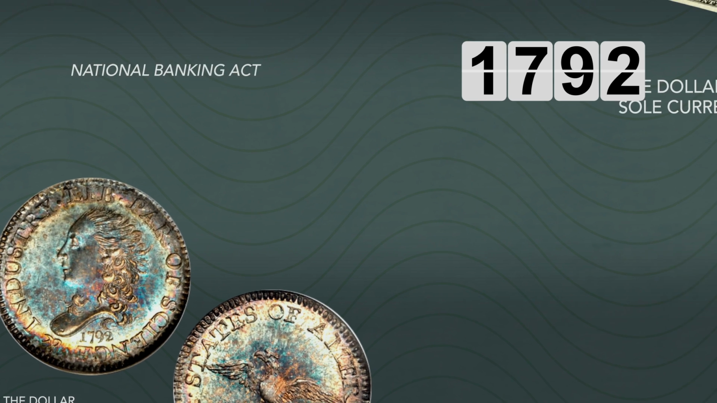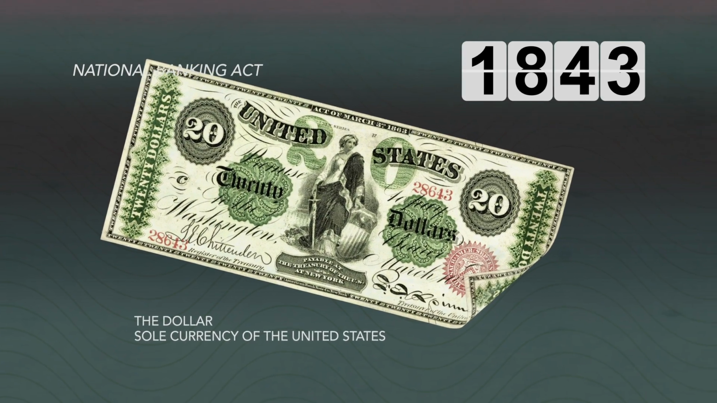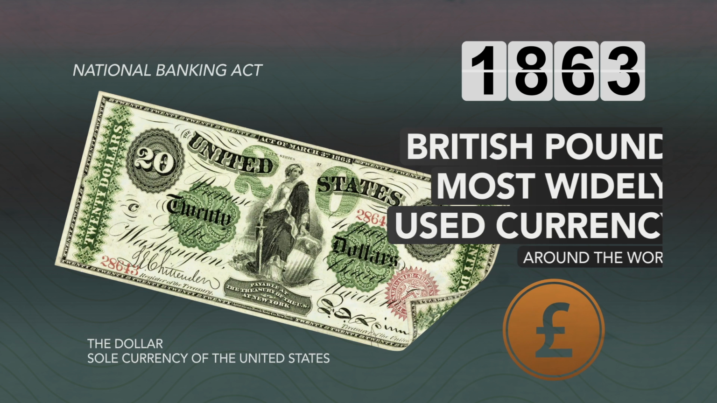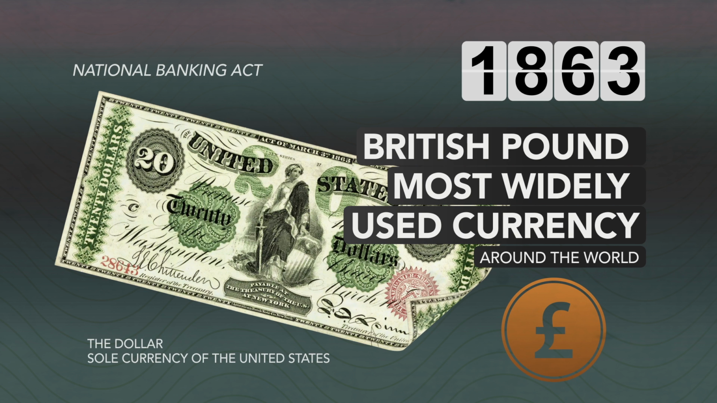But it was not until the National Banking Act of 1863, in the midst of the American Civil War, that the US dollar became the sole currency of the United States. Despite the adoption of the new US dollar, the British pound retained its status as the most widely used currency around the world until the end of the 19th century.